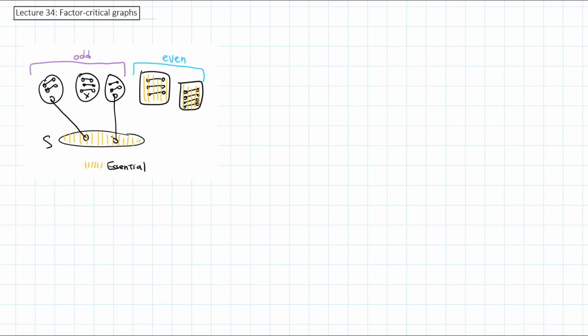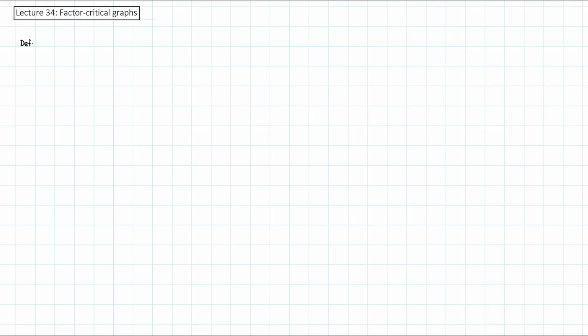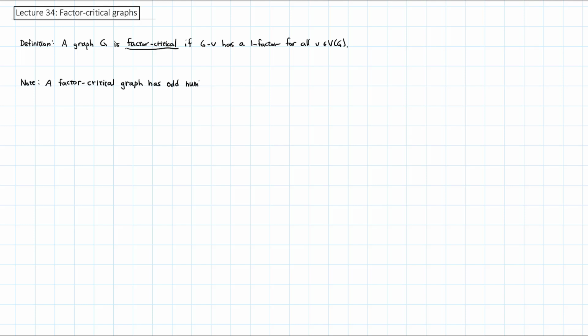For some Tutte sets, these odd components are what we call factor critical. And here is a definition. A graph G is factor critical if G minus v has a 1-factor for all vertices v. So G by itself does not have a 1-factor, but removing any vertex will give us a 1-factor. We make an easy observation that a factor critical graph has an odd number of vertices. It is also connected, which is not as obvious, and we will ask you to explain why that is.